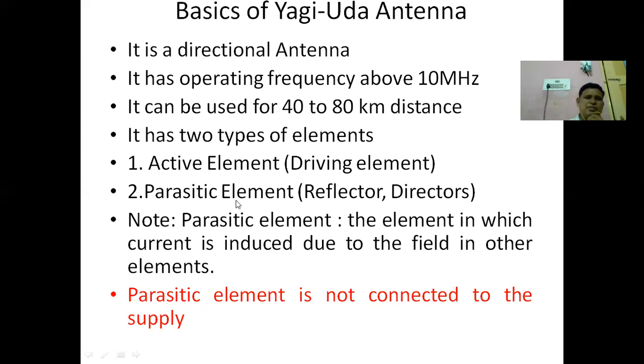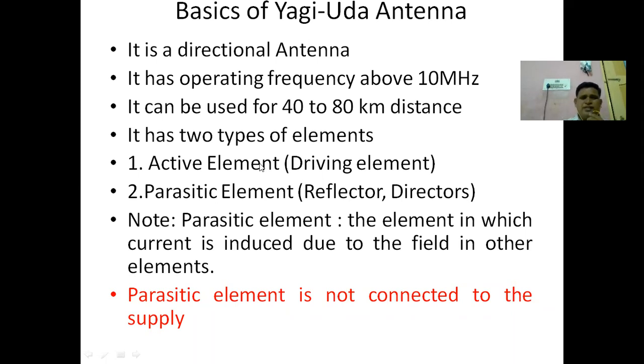These parasitic elements carry the currents due to the field produced by the active element. We are giving the input to the active element. Because of the current passing through this element, it induces electromagnetic fields. Because of that, a current is induced in the parasitic elements, that is, the reflector and directors. Don't worry about this thing.